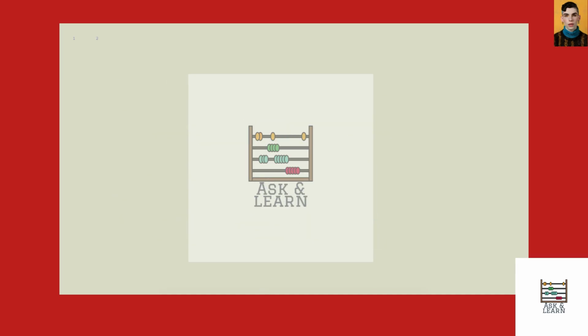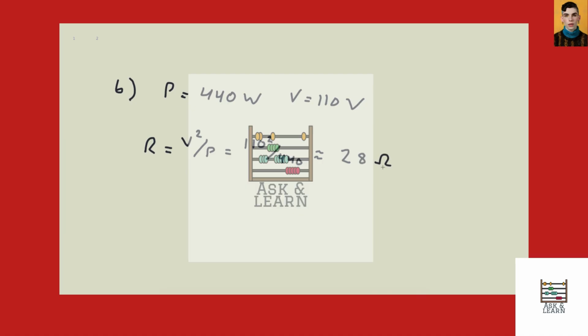Now, part B asks us to go ahead and solve the same problem, only this time with the power of 440 watts, with the same voltage V being 110 volts. Using the same equation as before, R is equal to V squared divided by P, should give us 110 squared divided by 440, which is going to be about 28 ohms this time.